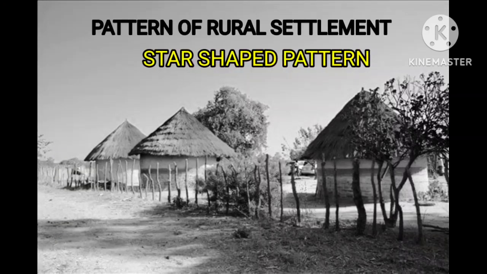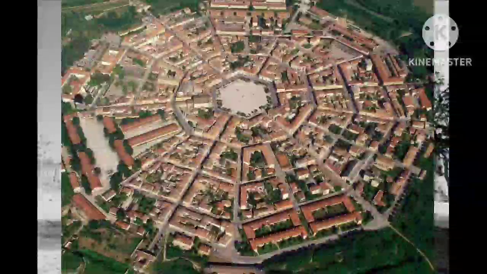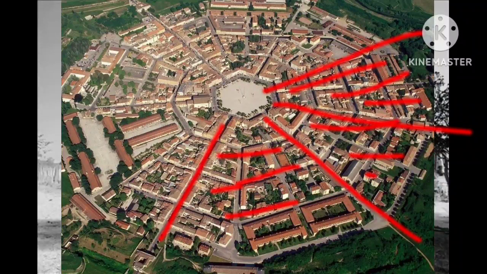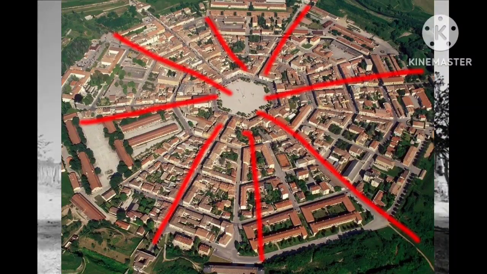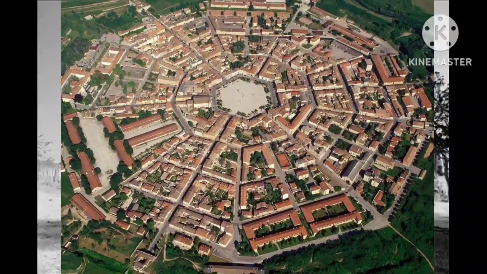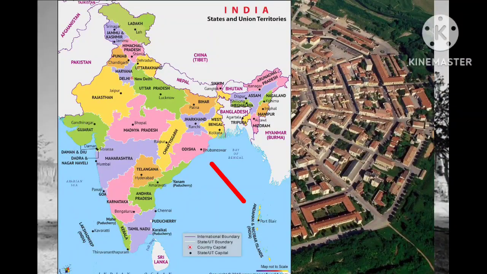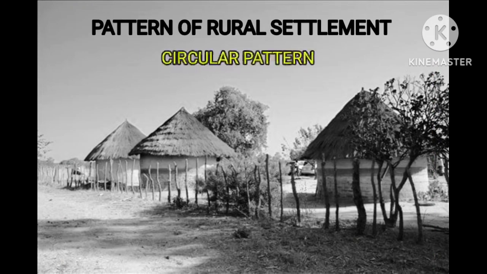Next, we have star-shaped settlement. When the space between the radial roads gets filled, it gives rise to star-shaped settlements. This pattern of settlement develops where three or more transportation lines cross each other. The villages of coastal Orissa are where we can find this star-shaped settlement.